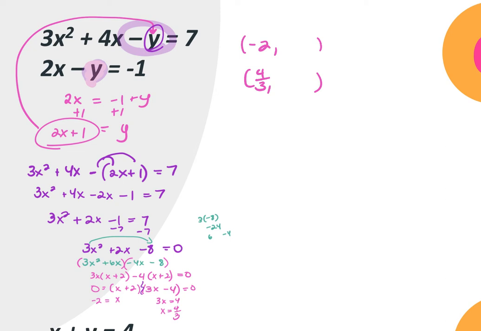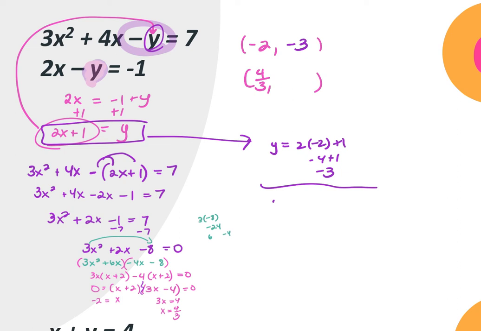Now I got to take and plug each of those in. So I'm going to use the equation we already solved for y. I would get y equals 2 times negative 2 plus 1, negative 4 plus 1, negative 3. And y equals 2 times 4 thirds plus 1, which is 8 thirds plus 1. 1 becomes 3 thirds, and this becomes 11 thirds.